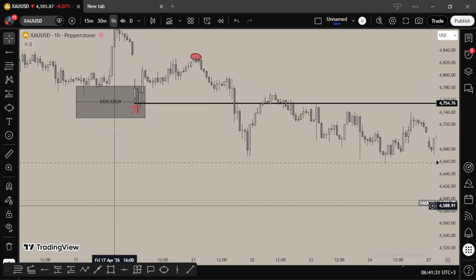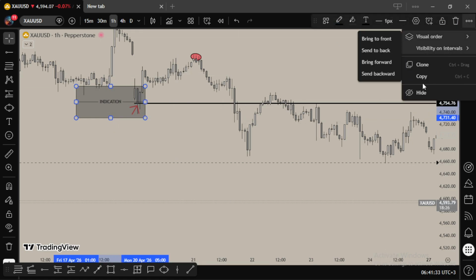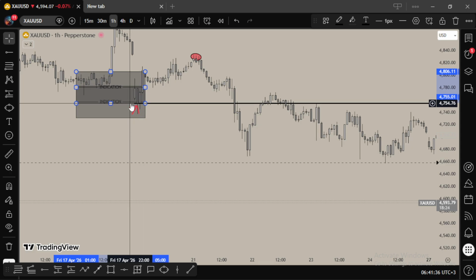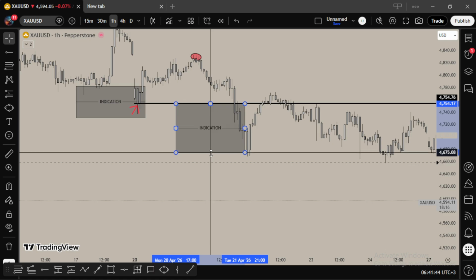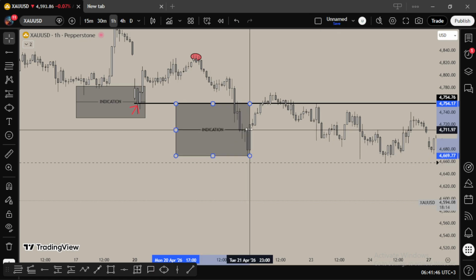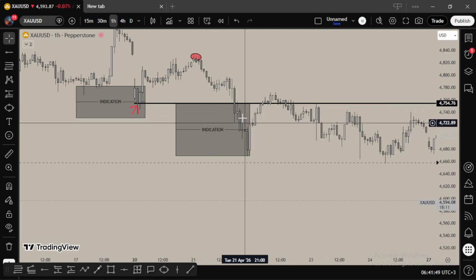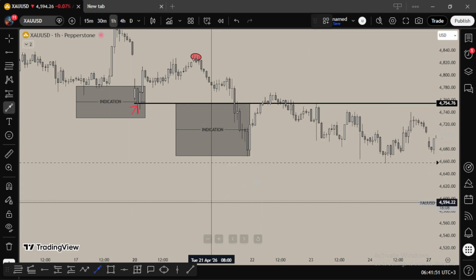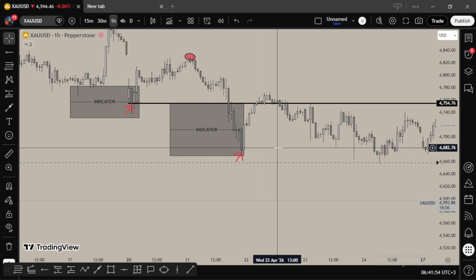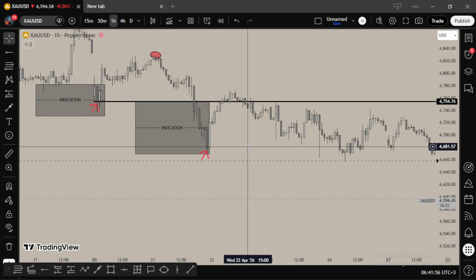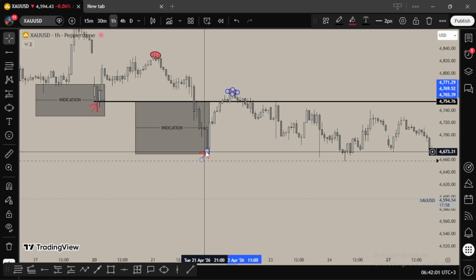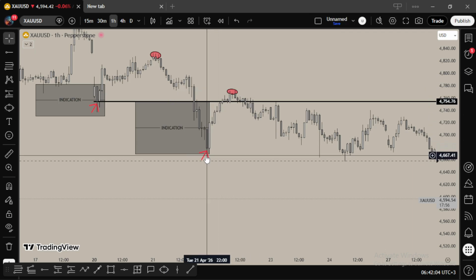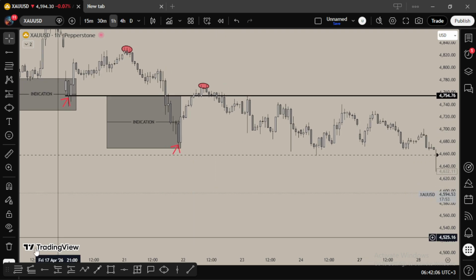And as you can clearly see, let me clone this. As you can clearly see, what did price do? Price gave us an indication. This is the indication. Now we want to mark that next level of buyers. So now that we have the indication, we mark the level of sellers that was formed by this level of buyers, and the pattern continues.